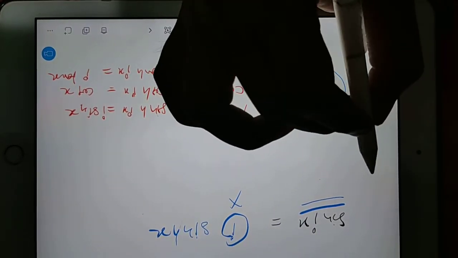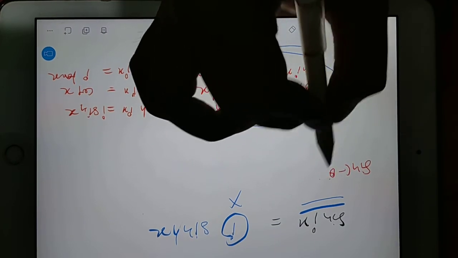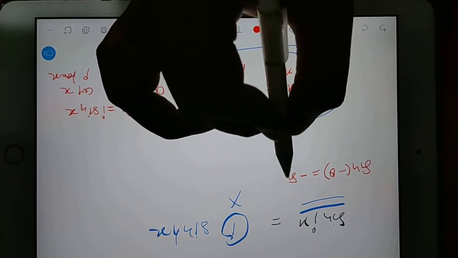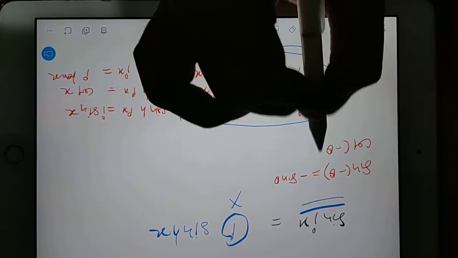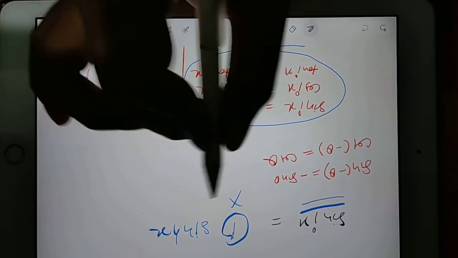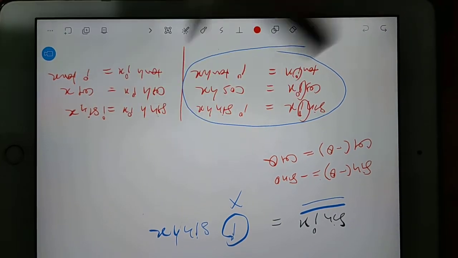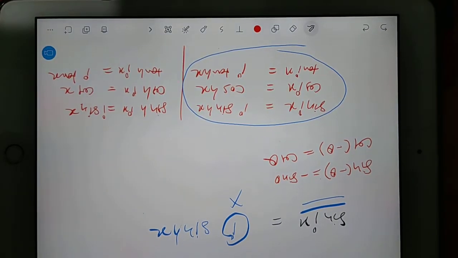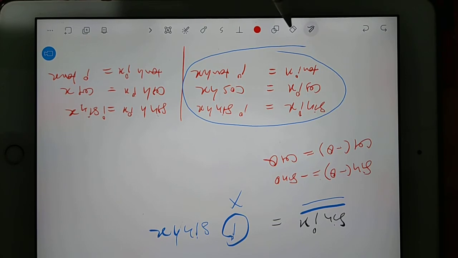Just now I have given you one trick. Whenever you have sin minus theta, then the minus will come outside. But whenever you have cos minus theta, then the minus will vanish. It will be cos theta. The minus will not come out. So consider this i as a minus sign, then it will help as a trick. You can check it out.